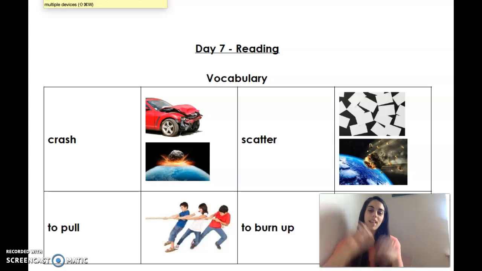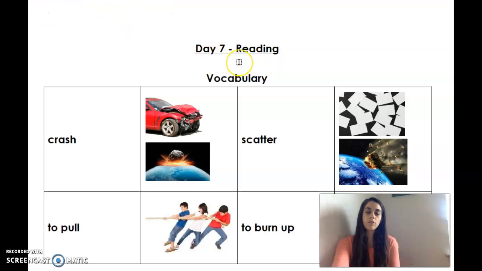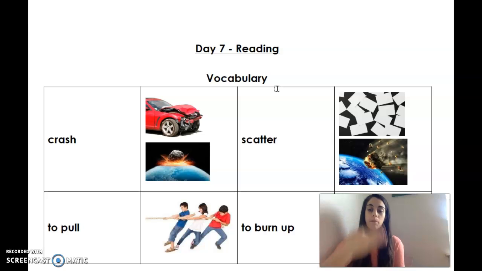Today we're going to look at day 7 of science. We're going to start with the reading, so please take out your science packet and turn to day 7. We're going to start by looking at our vocabulary. First, listen and repeat the words.